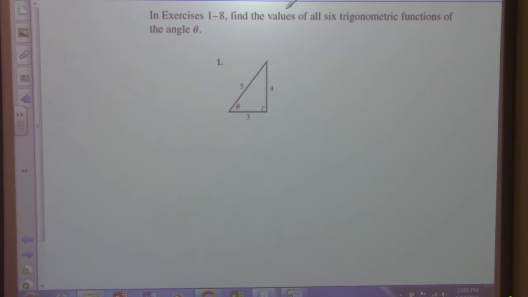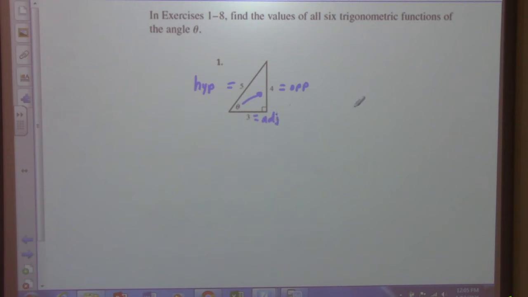Okay, all right. Here we have our problem 1. The first thing I do is look for where the symbol is that we're trying to solve here. I'm going to label this side over here our opposite side. Then this 5 over here is going to be our hypotenuse, and this 3 down here is our adjacent side.